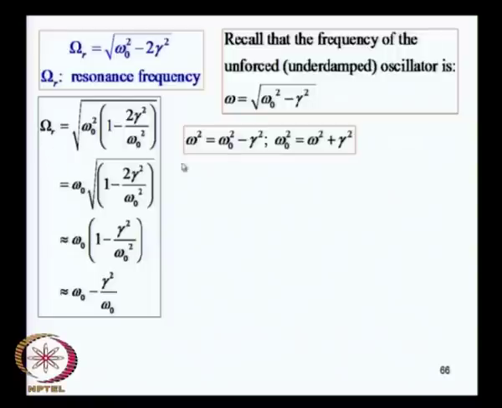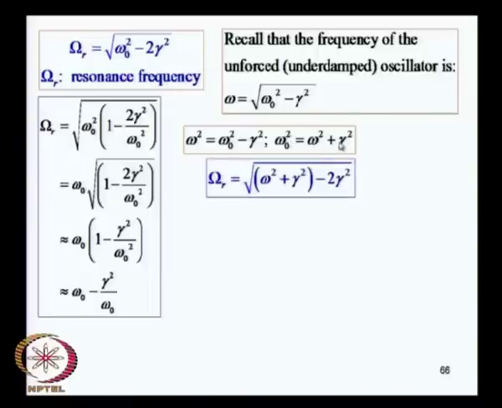So, here are our results. This is just the frequency of the underdamped oscillator, this is the square of this term, and you can swap the terms. So, omega 0 square, you can take gamma square on the other side. So, omega 0 square is equal to omega square plus gamma square. You have omega r, which is this, which is omega r minus gamma square over omega 0.